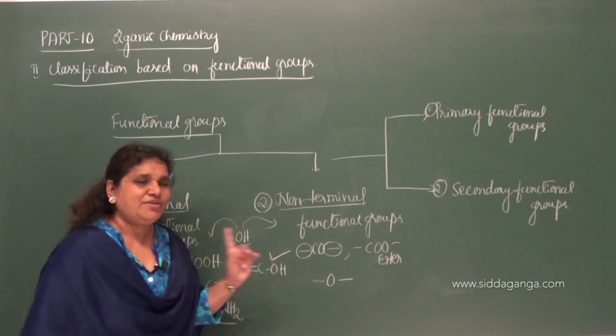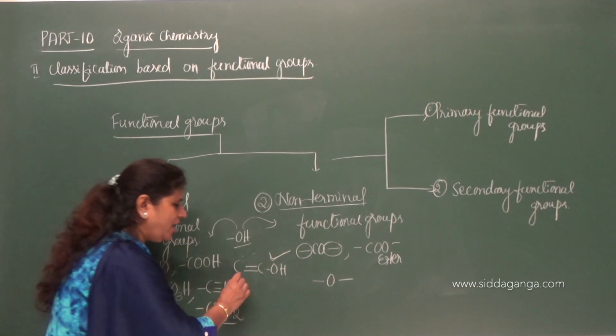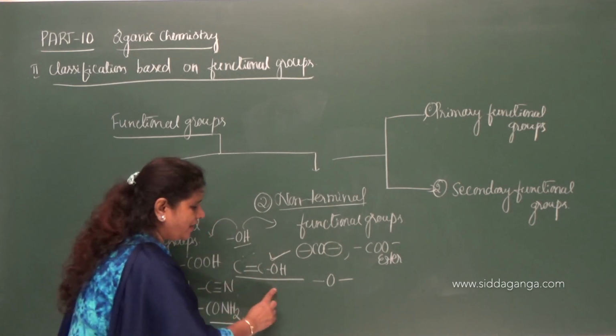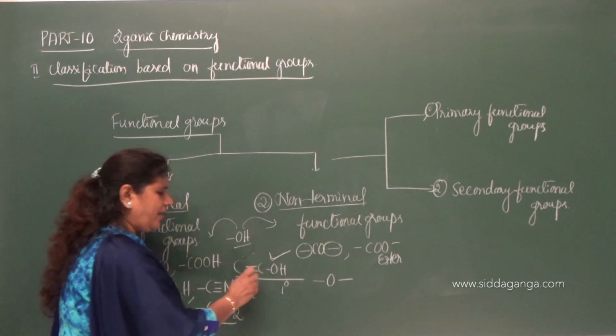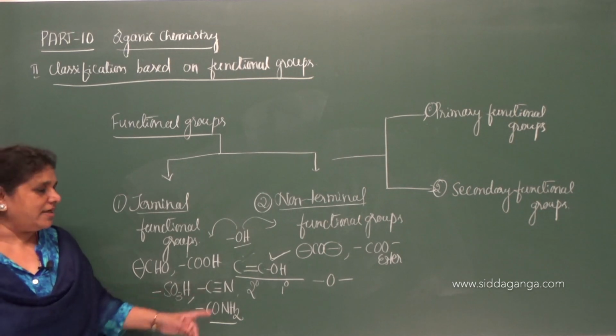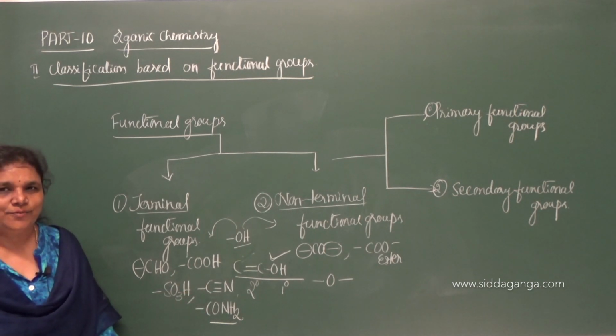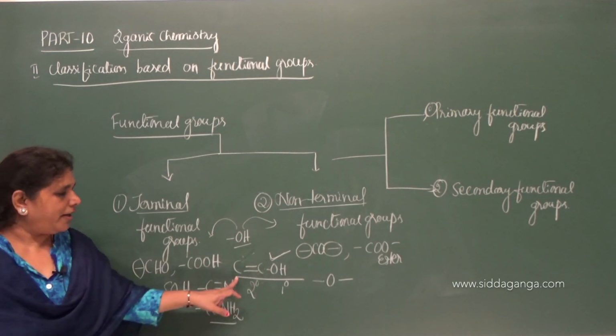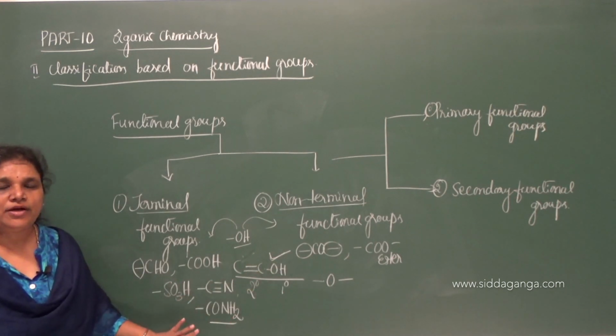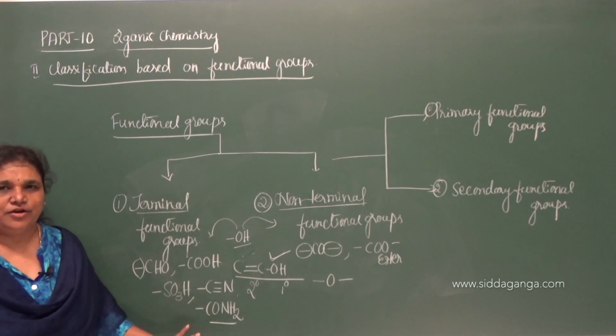When the priority goes to the OH group, in a given organic compound, you can say OH is a primary functional group and the carbon to carbon double bond is a secondary functional group. Clear? So, OH is a primary functional group and carbon to carbon double bond is a secondary functional group.